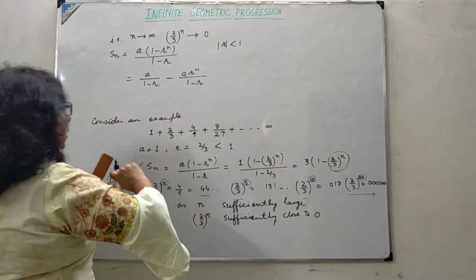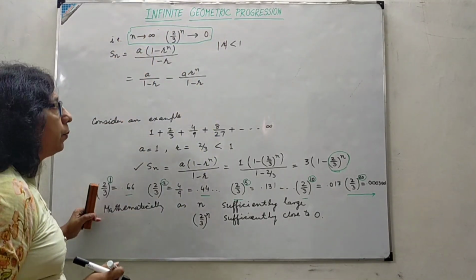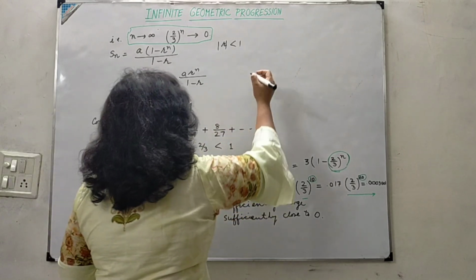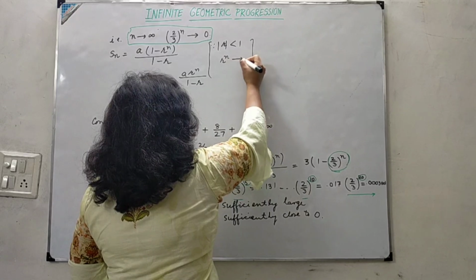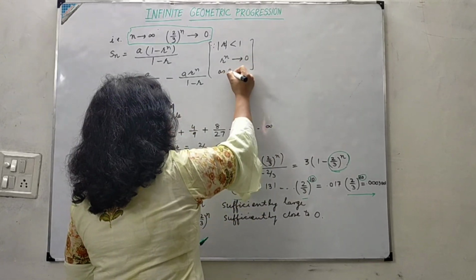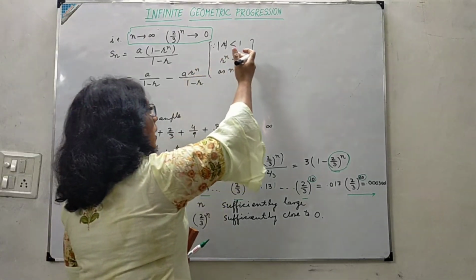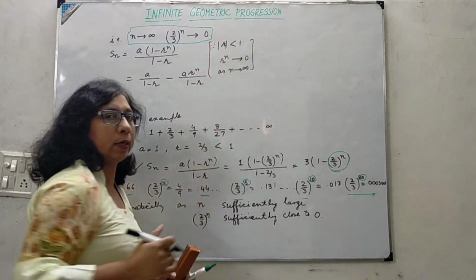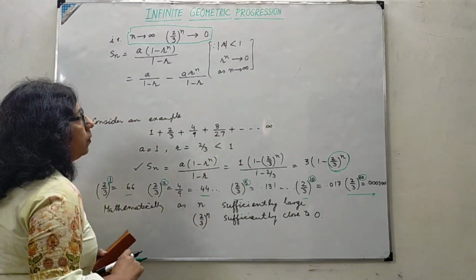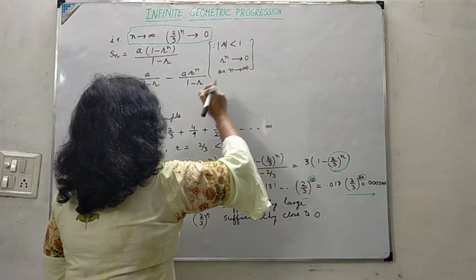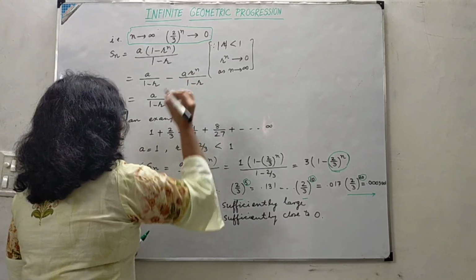And as we have seen, as n tends to infinity, this term approaches 0. That means here also r raised to power n will go to 0 as n approaches infinity. When n is very large, r raised to power n, as this r is modulus less than 1, is a very small fraction, positive or negative, less than 1. So it is going to be 0. So in this case, this whole term is 0.